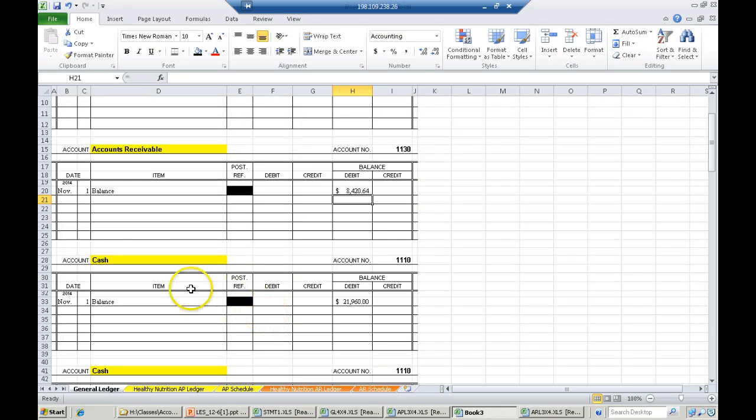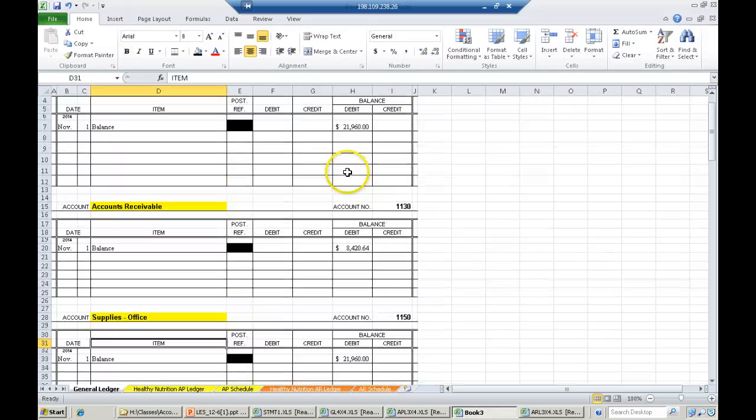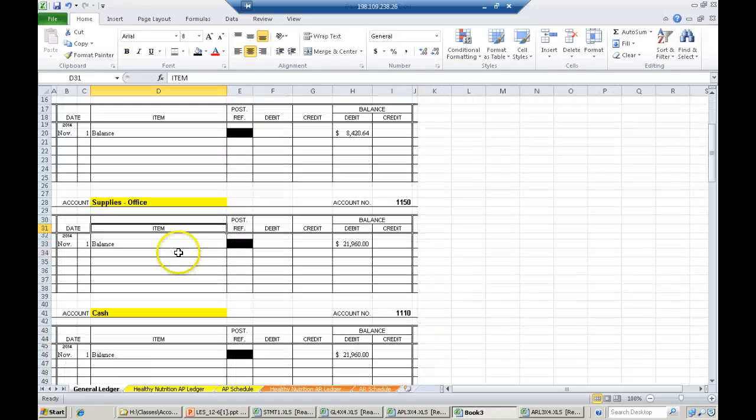Next account we have is supplies office, another asset account. Get the caps lock on here. Account number is 1150. So we do have other asset accounts within these. Next one is prepaid insurance. Account number is 1170.